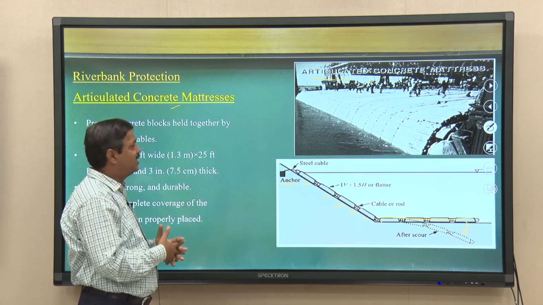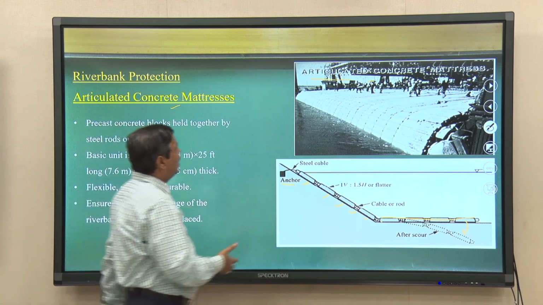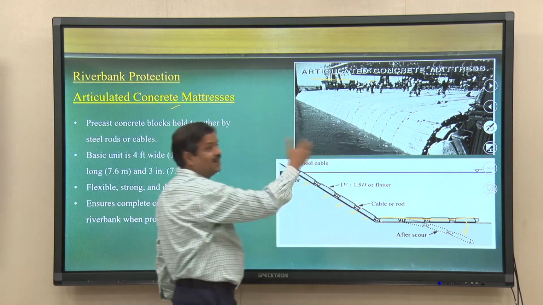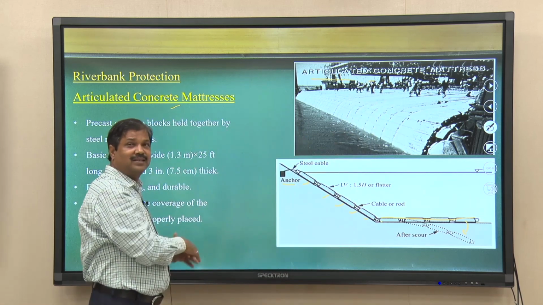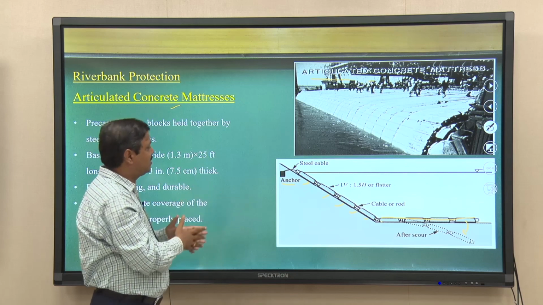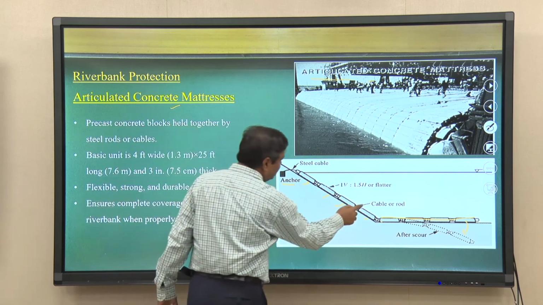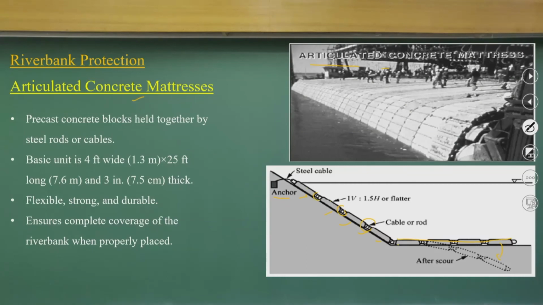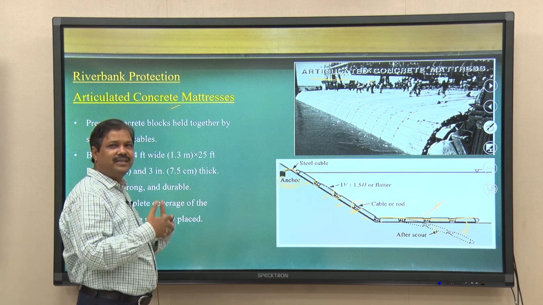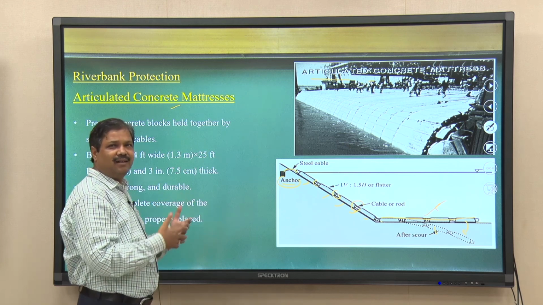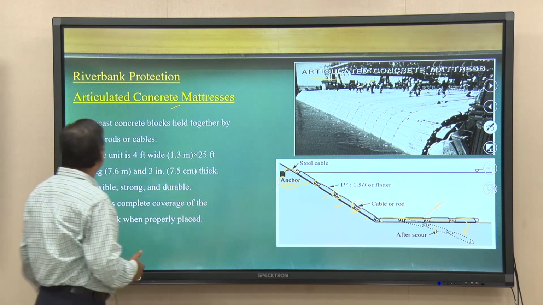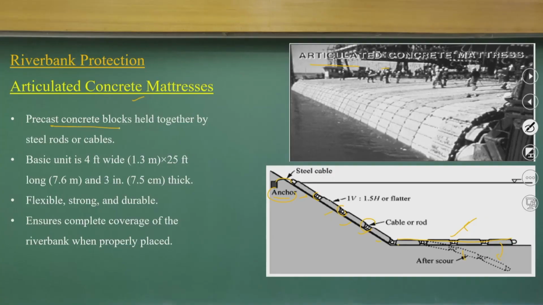To protect the urban area, we can have an articulated concrete mattress, just like what we talked about with the Gabion mattress. In a similar way you can have a concrete mattress, with an arrangement of cables and rods, a steel cable anchoring, scour protection after the scour. The design concept is the same, but we have changed the materials. It is an articulated concrete material, precast concrete blocks held together by steel rods and cables.